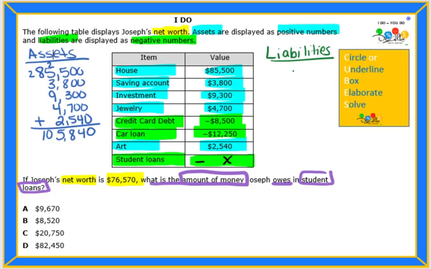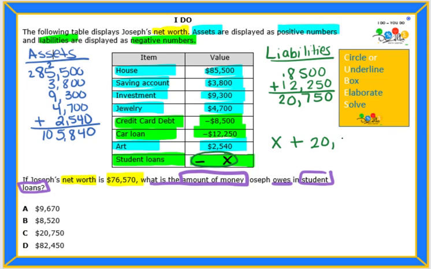Now our liabilities. Remember that for our liabilities, we had 8,500 that we're going to subtract, 12,250 that we're going to subtract, and then X. So let's go ahead and add these two first. 0, 5, 7, 10, so we carry the 1, and 2. So for the liabilities, we have 20,750. Now remember, we had another liability that we have not included. So we have X and 20,750. Those are our liabilities.